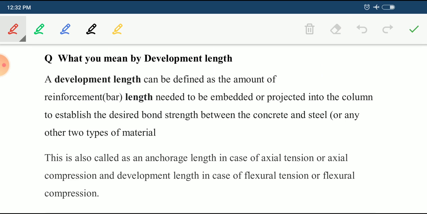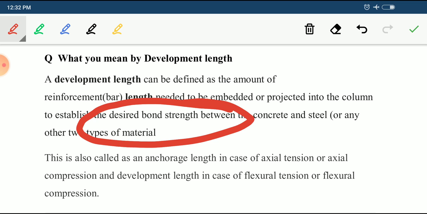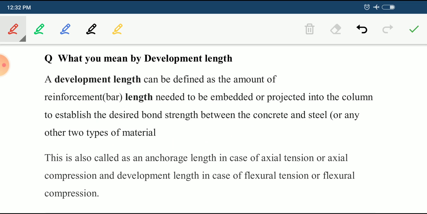Development length can be defined as the length of reinforcement needed to be embedded or projected into the column to establish the desired strength between the concrete and steel. This is the one thing you have to remember. This is the definition of development length. This is also called anchorage length in case of axial tension or axial compression, and development length in case of flexural tension or flexural compression.